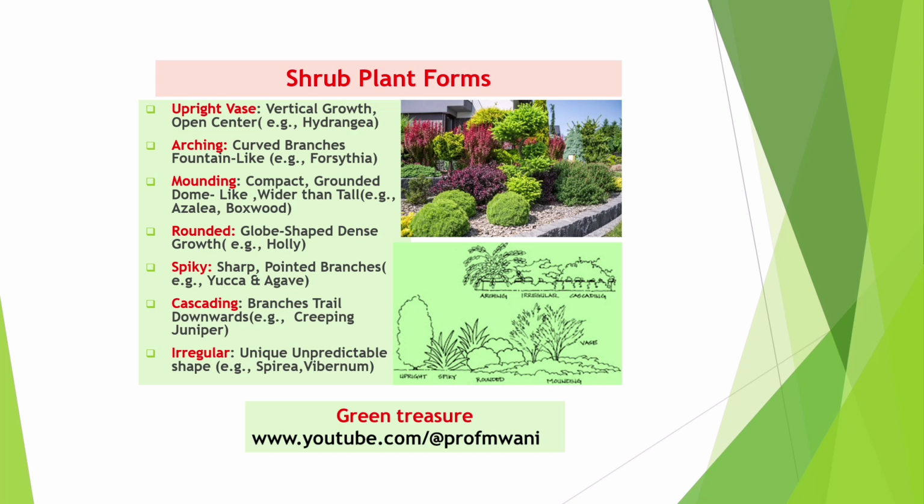Rounded is one which is a perfect round, a globe-shaped dense growth. Holly can be the best example. Then the spiky ones have sharp pointed branches, as you have yucca, you have agave. Then there are cascading. Cascading has multiple trailing branches. They branch downward, as we have creeping juniper. Or there are irregular, which have a unique unpredictable shape.